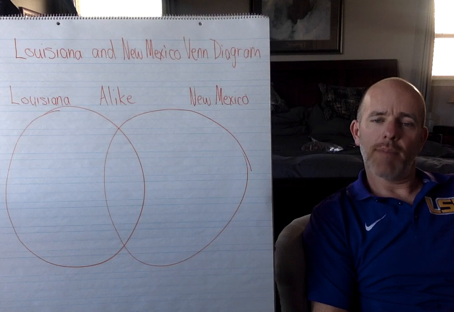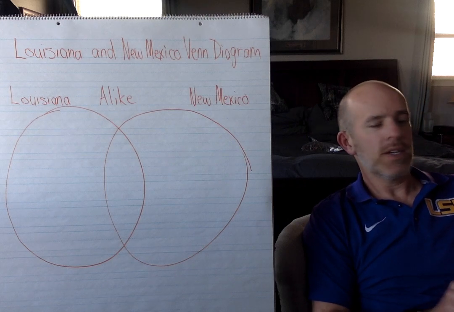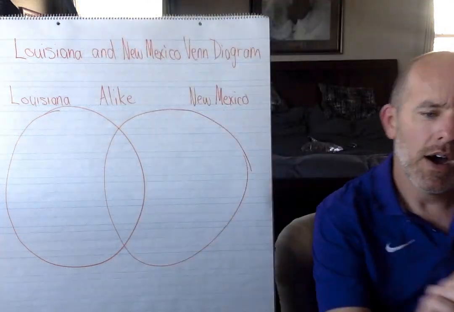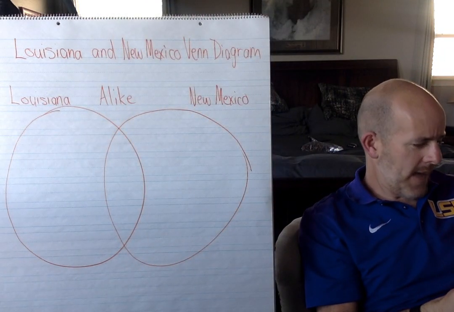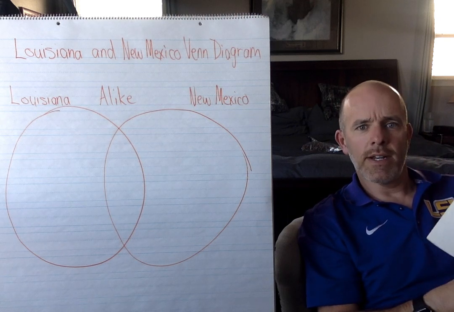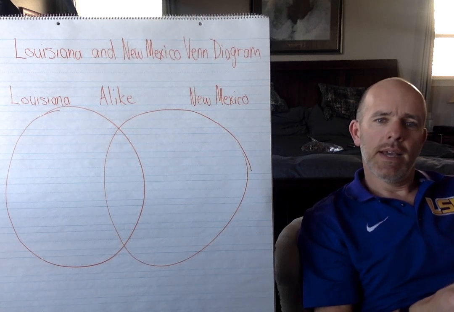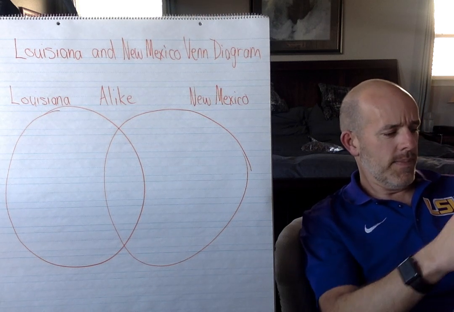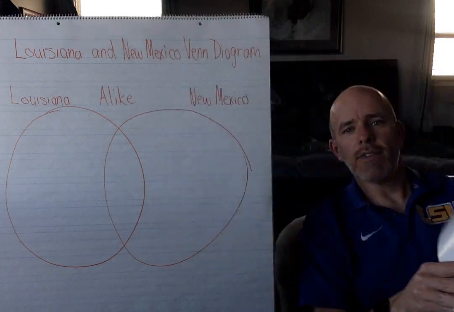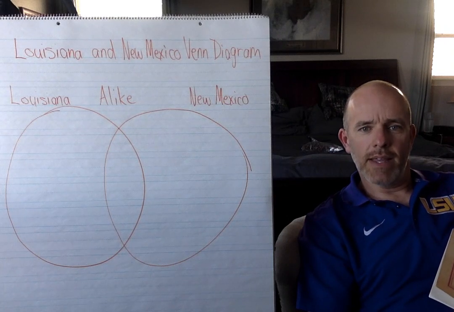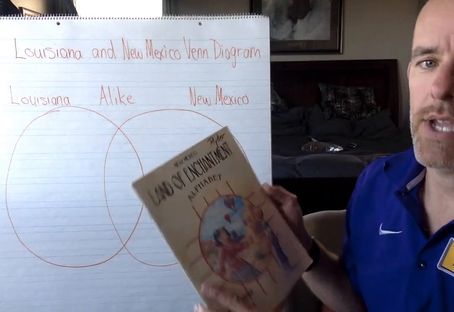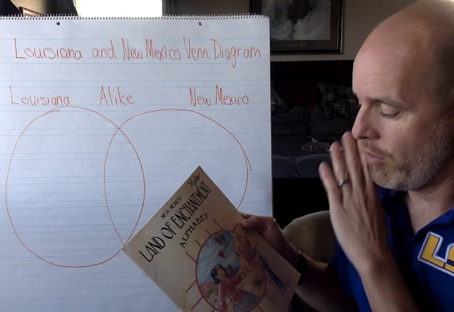Today I'm going to start off by reading an awesome book called New Mexico, Land of Enchantment Alphabet. The author is Jan Mike. And I believe Jan will forgive me because we're going to have to kind of speed through her book, and I'm going to read what each letter of the alphabet means for our state. But I'm not going to be able to read all of these fine details down here because we have a lot to talk about today in my lesson. But let's get started with our awesome book, Land of Enchantment. That's the nickname for New Mexico.